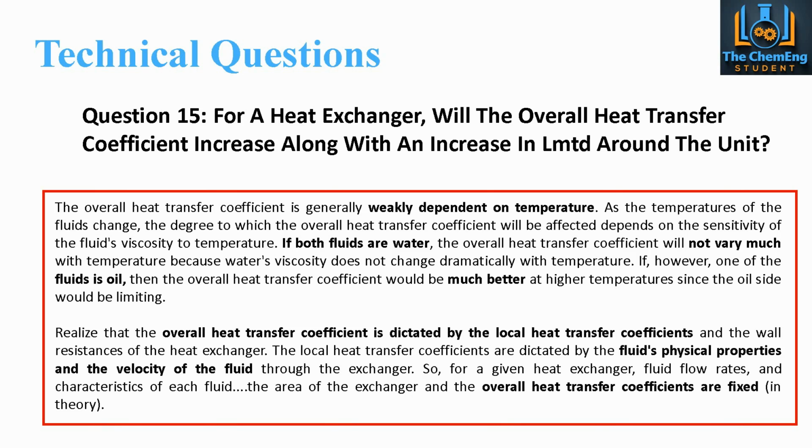Because we're talking local, which means specific. So the local heat transfer coefficient for water would be different from the local heat transfer coefficient for, say, the oil. So we look at the difference in the physical properties of the fluids in order to deduce what these local heat transfer coefficients would actually be. So for the given heat exchanger system, fluid flow rates and the characteristics of each fluid, the area of the heat exchanger and the overall heat transfer coefficients would be fixed. And this would be in a theoretical sense.